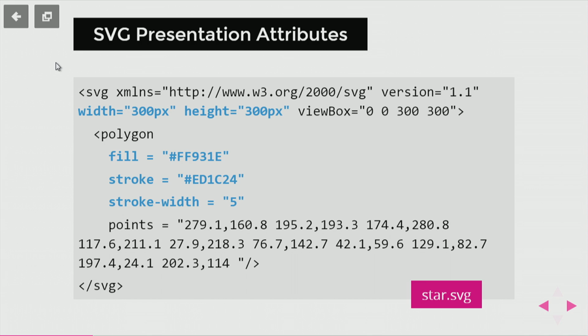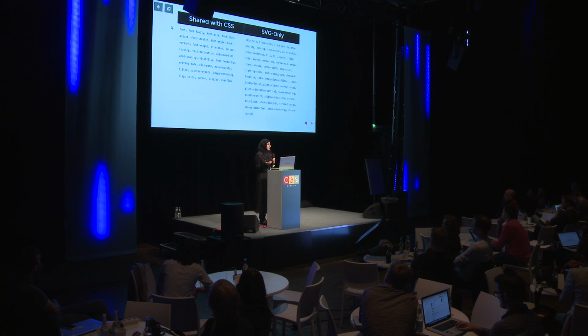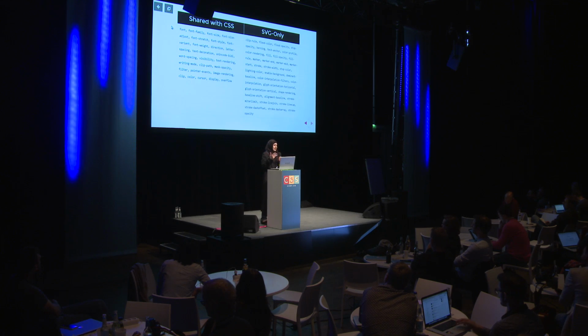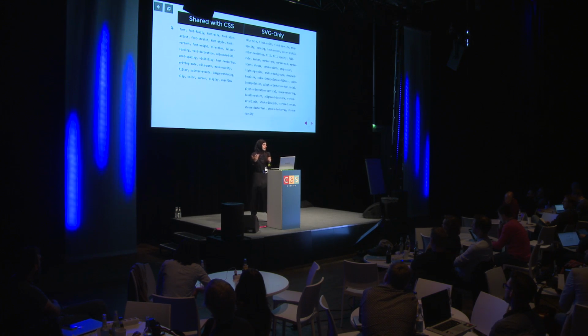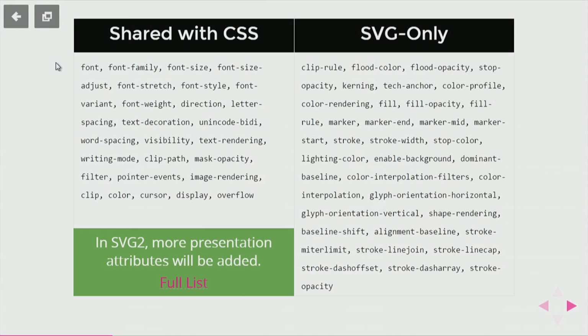A subset of all SVG presentation attributes can be set via CSS as CSS properties. Some of these SVG attributes that we can set via CSS are shared with CSS. They are already available as CSS properties, and some of them are not. The table shows some of the ones that are shared with CSS, like font family, visibility, clip path, etc., and others are SVG only. Now, there are a lot of SVG attributes that we cannot set using CSS. We cannot change the width, the height, or the position x, y, or cx, cy. We cannot set them in CSS right now. But in SVG 2, more attributes will be added to the list, and we will be able to specify the width, the height, and positions of SVG elements using CSS properties.